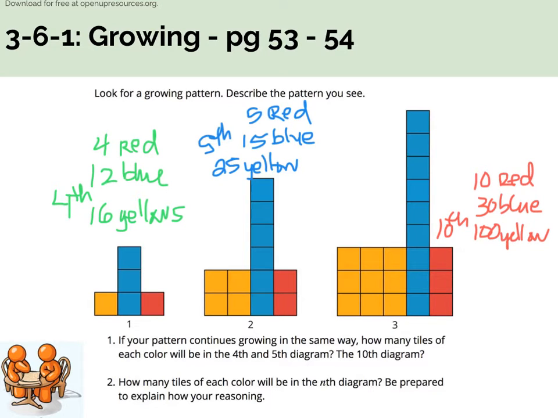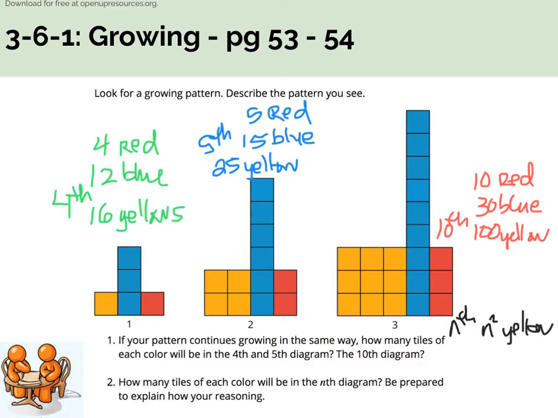So what's going on? Let's think about it in terms of the nth diagram. On the nth, how many reds, how many yellows? Let's start with yellows. If we took the number that we're in, so if we took 2 and squared it, we're going to get 4. If we took 3 and squared it, we're going to get 9. So it's going to be n squared yellow.